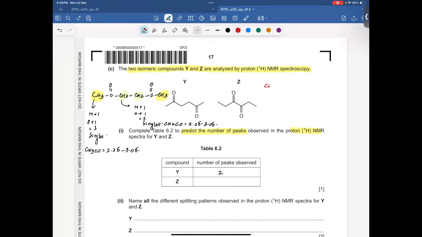Z. Z is CH3, CH2, CO, CO, CH2 and CH3. Okay, number 1. These 6 protons have same chemical environment because they are attached with the same distance of these functional groups, right? Now these 6 protons have two neighbor hydrogen atoms. So obviously these 6 protons will give you triplet.